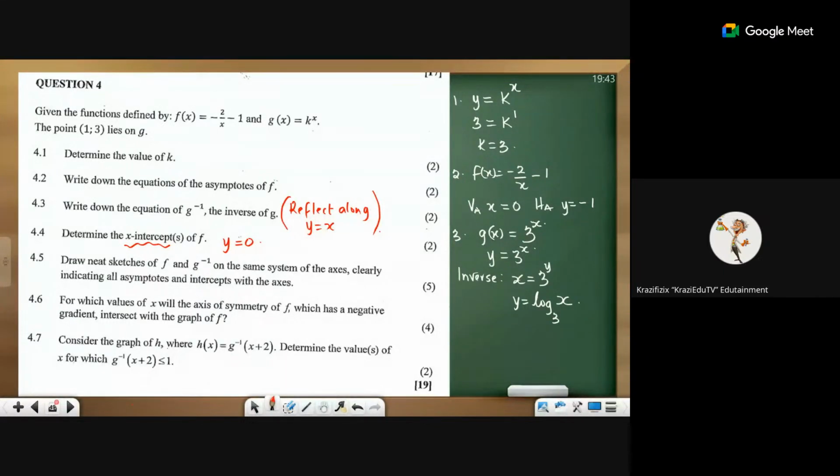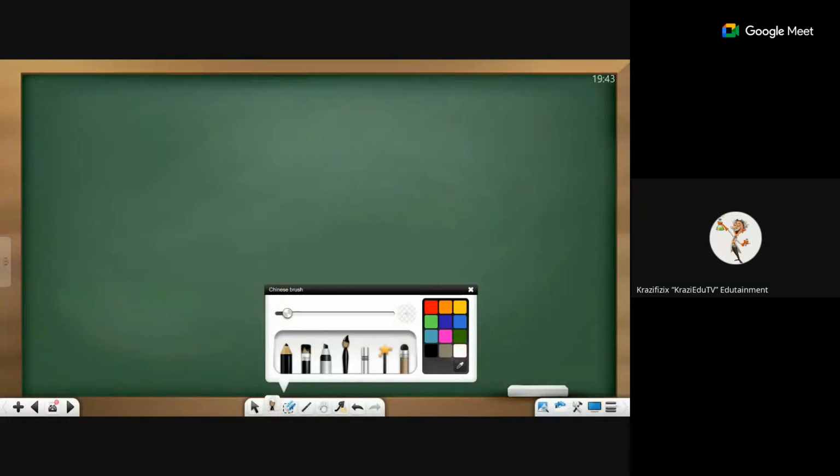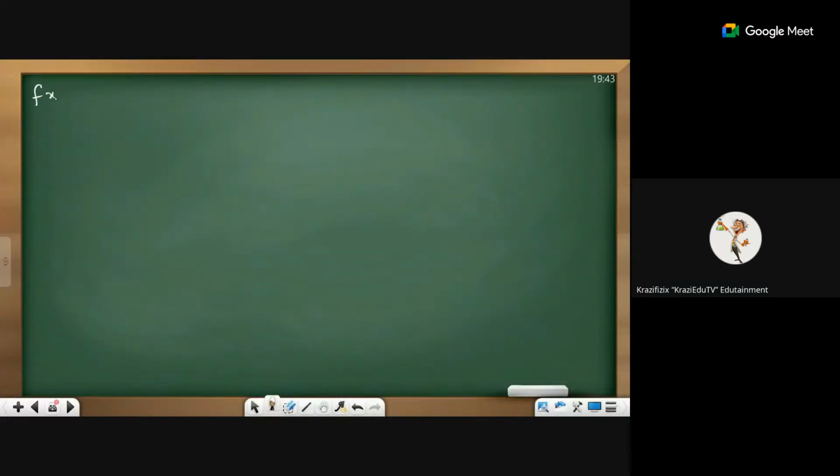All right, 4.4, let's quickly walk through. f of x, what's our equation? Negative 2 over x. So we are looking for the x-intercept. 0 should be equal to negative 2 over x. Can I move this over? It becomes positive. Cross multiply. x equals what? Done.